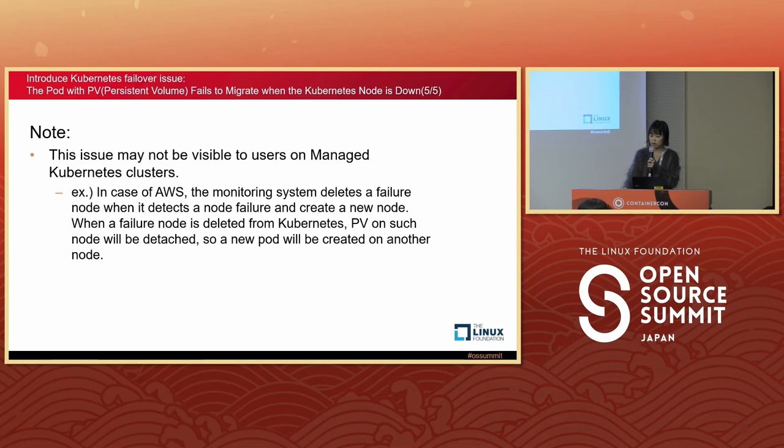There is one thing to note. This issue may not be visible to users on managed Kubernetes clusters like AWS or Azure. For example, in case of AWS, the monitoring system deletes the failed node when it detects a node failure and creates a new node. When the failed node is deleted from Kubernetes, the PV on that node will be detached. So a new pod will be created on another node.